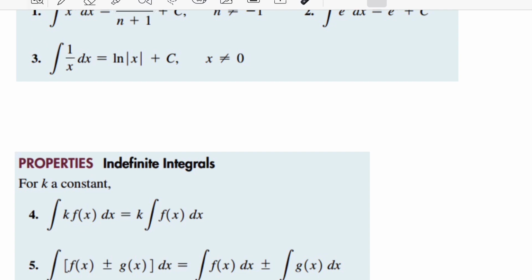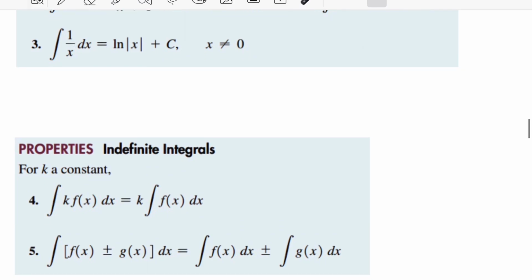A couple more properties here are that if we have some constant k and we take the integral of some function times this constant k with respect to x, we can pull that constant out. So this means the indefinite integral of a constant times a function is the constant times the indefinite integral of our function. Okay. Similarly, we have this property here, and this tells us that the indefinite integral of the sum of two functions is going to be the sum of their indefinite integrals. And this also holds if we were looking at the difference. So the indefinite integral of the difference of two functions is the same as the difference of their indefinite integrals.